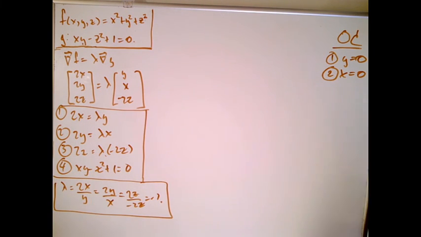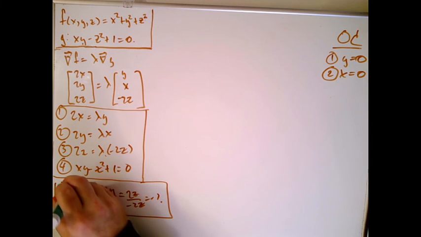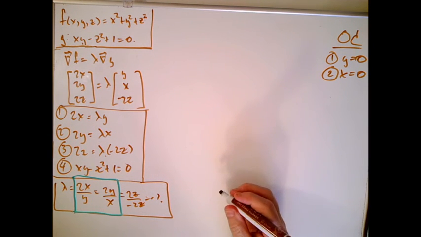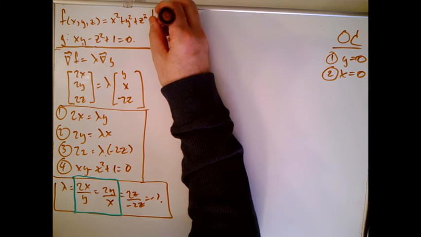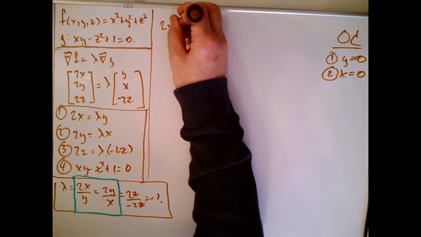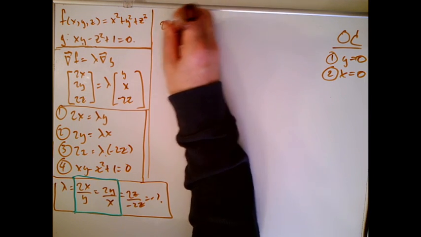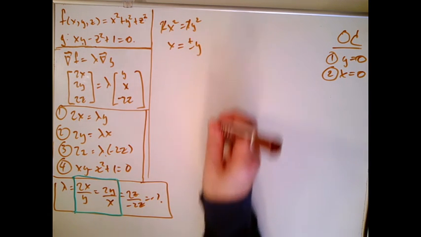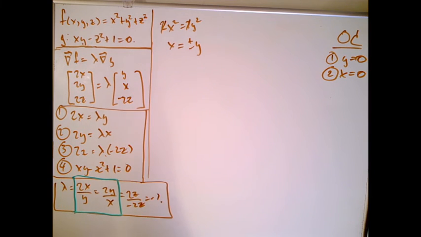What I'm going to do first is just look at my first 2 equations involving x and y. So what am I going to get here? I'm going to cross multiply. I'm going to get 2x squared equals 2y squared. I'll divide both sides by 2. I'll take square root. I get x equals plus or minus y. Now what am I going to do with that? Well, I'm going to go back down to my lambda equation, and I'm going to use this last part right here, where 2y over x equals minus 1.